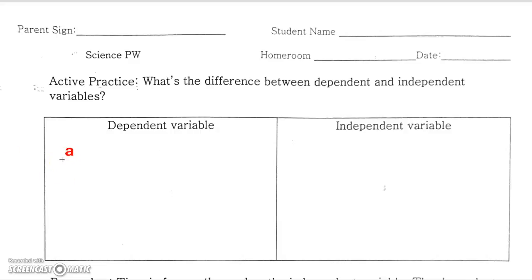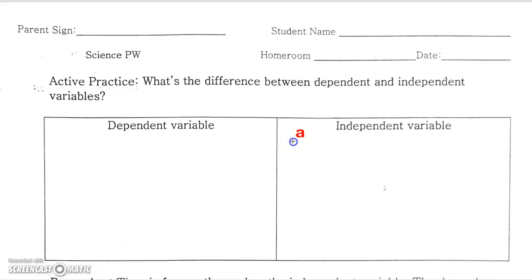Hello, parents and students. So this is the science homework over the weekend, and the science homework really revolves around the difference between what is called a dependent variable and what is called an independent variable. So the first question is just talking about what is the difference between the two.